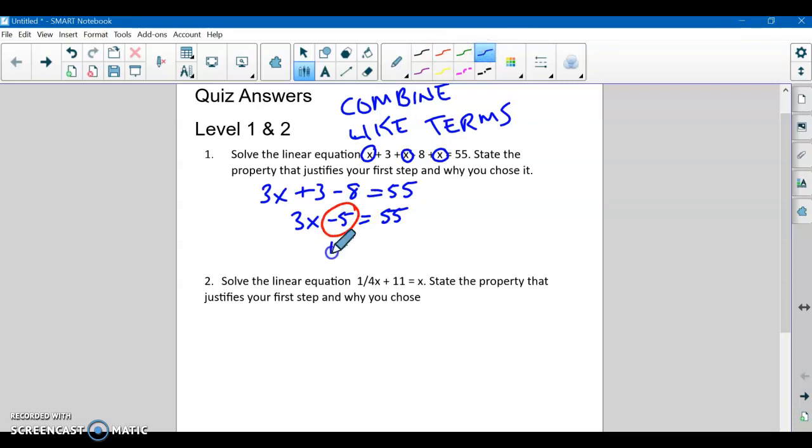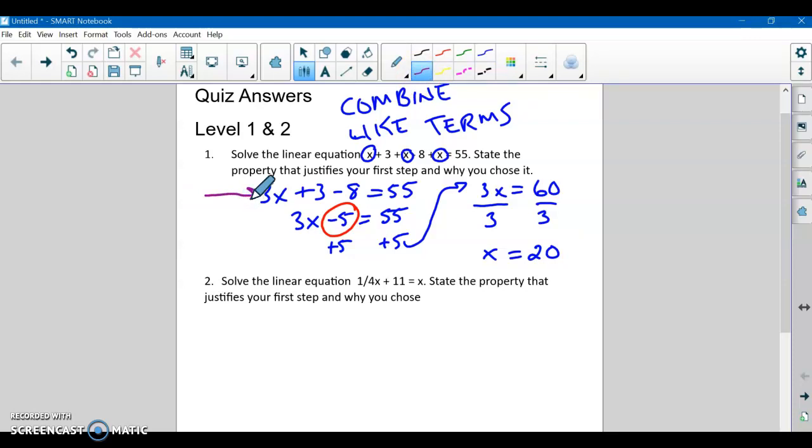So that means we have to add 5 to both sides. And when we do that, we're going to get 3x is equal to 60. The 3 and the x are connected to each other, so that means we cannot just add or subtract. We have to divide both sides by 3. And when we do that, x gives us 20. So, this is our first step.